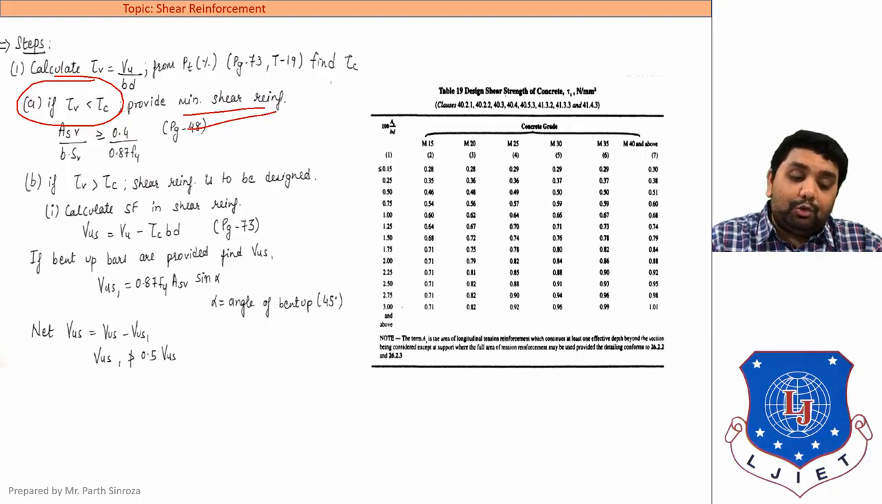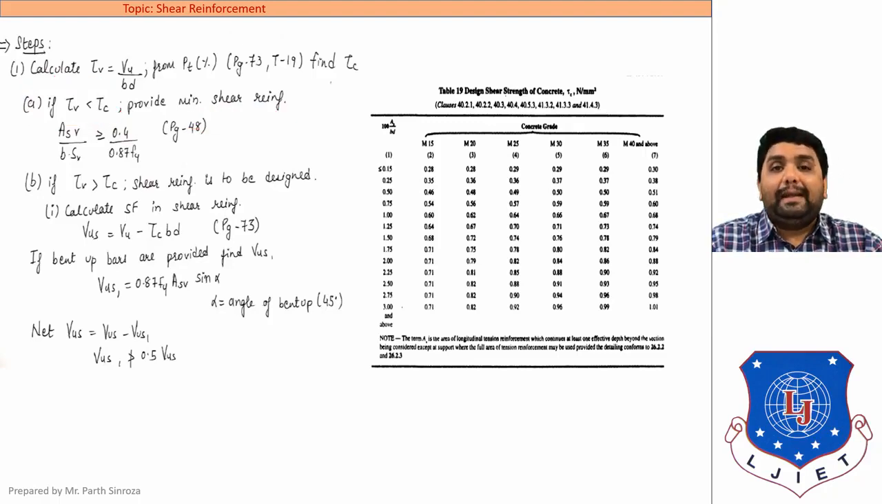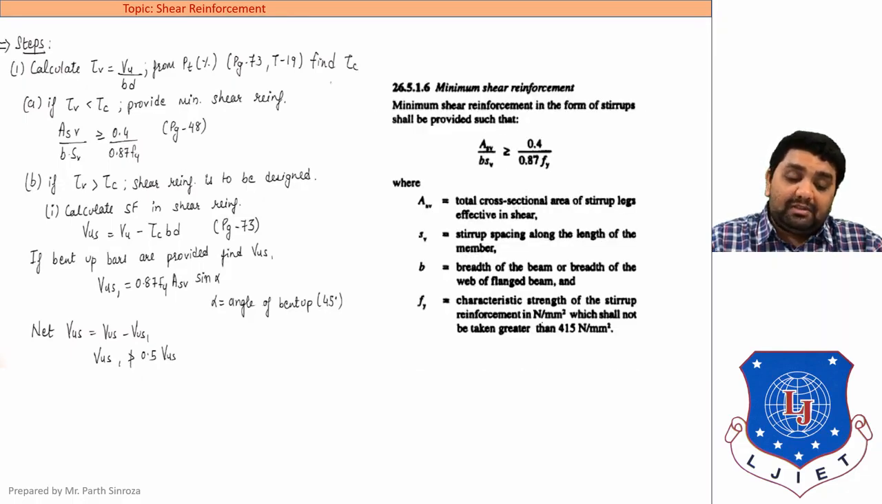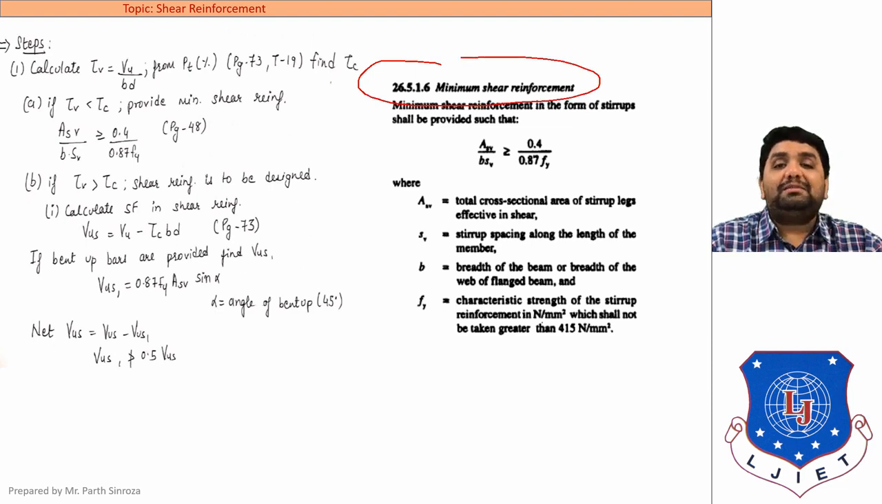So for that, you need to move on to page number 48 of your IS code. On page number 48, you can see that clause 26.5.1.6 is mentioned, and it states that it is used for minimum shear reinforcement. Clear? So we will be designing according to this clause, that is minimum shear reinforcement.